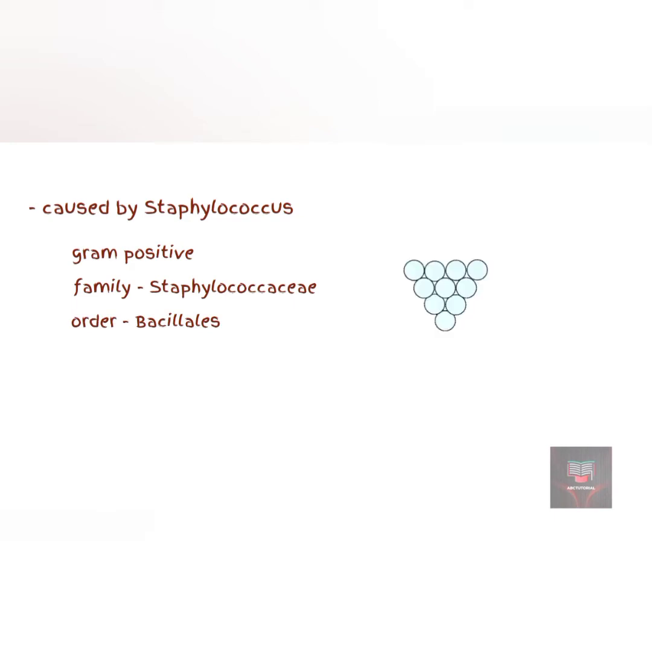Staphylococcus is a genus of gram-positive bacteria in the family Staphylococcaceae from the order Bacillus. Under the microscope, they appear spherical, hence they are named cocci, and form grape-like clusters, hence the prefix staphylo, which is the Greek word for bunch of grapes. Staphylococcus include at least 40 species, with the most important one to clinicians being Staphylococcus aureus.